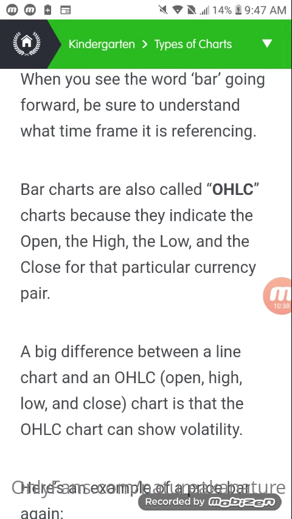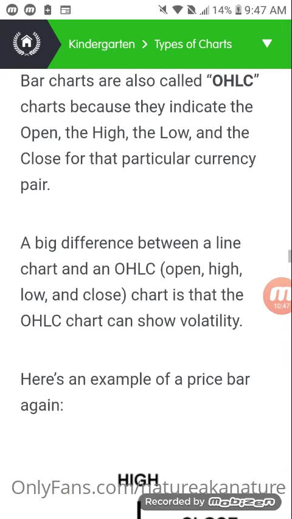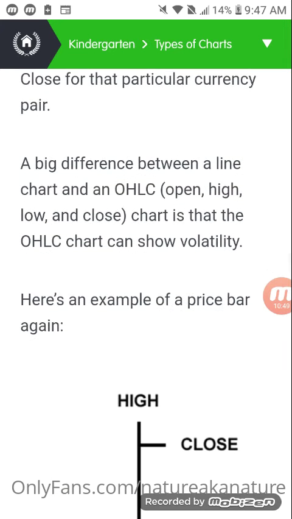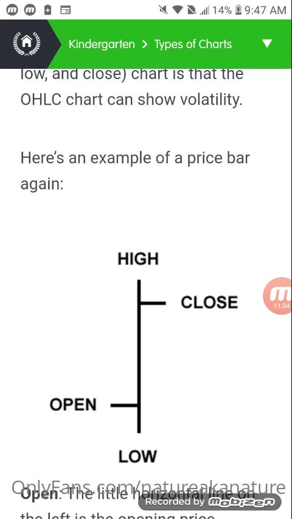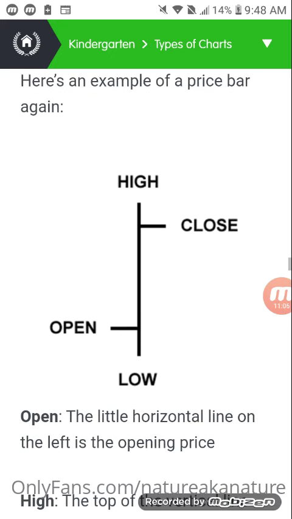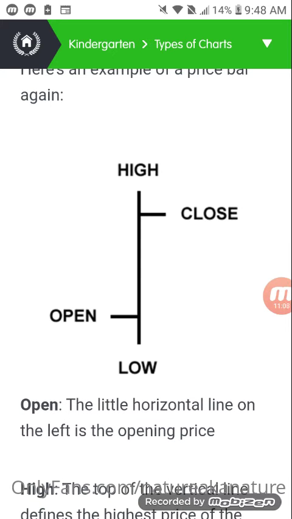Bar charts are also called OHLC charts because they indicate the opening, the high, the low, and the close for a particular currency pair. A big difference between a line chart and an OHLC chart, or open, high, low, close chart, or bar chart, is that the OHLC or bar chart can show volatility more than the line chart. So here's an example of a price bar again.